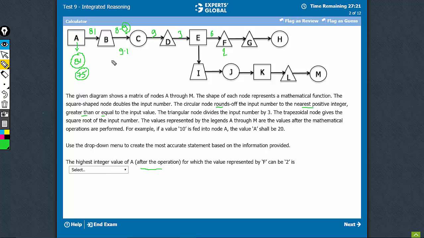It cannot be 82 also, because if it were 82, the value here would become greater than 9, and see, this node will make it 10, right? So you have an answer choice like 90 here, which is a trap. The answer here should be 81. That's the highest integer value. Anything more than 81 and this value becomes 10, and the value of f would be greater than 2 in that case. The right answer is 81.